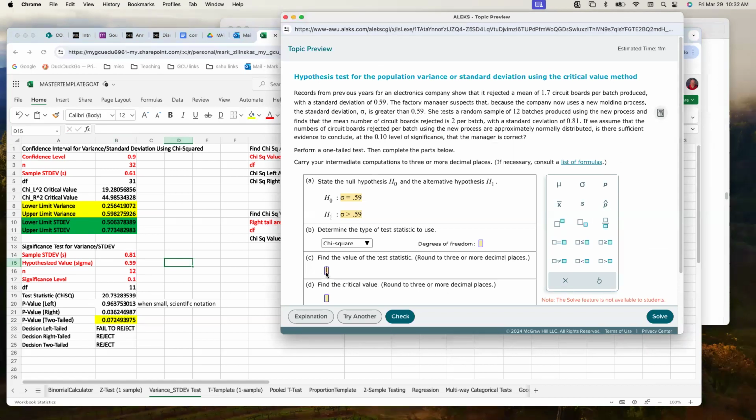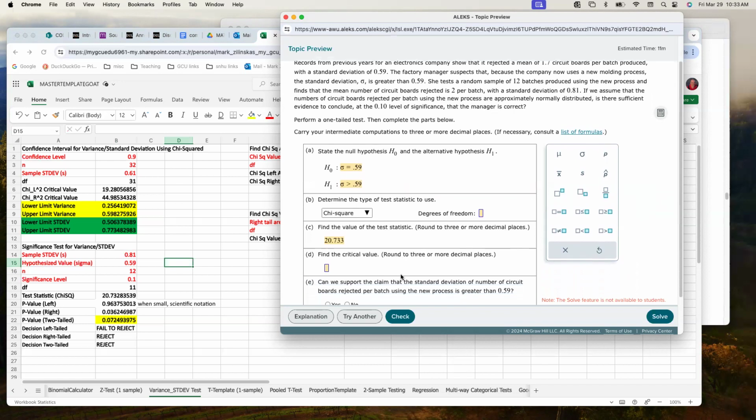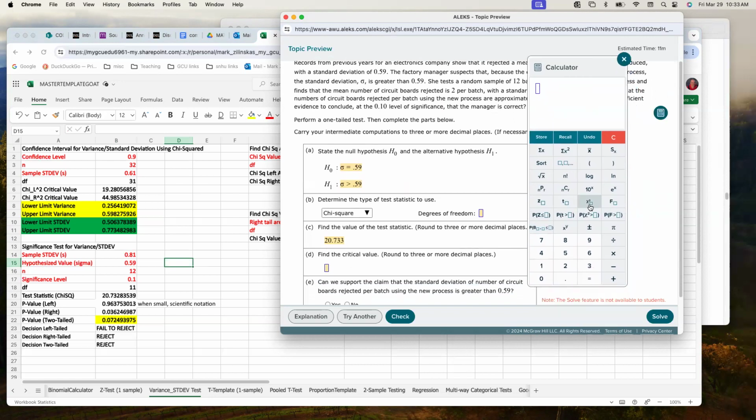So what we're going to do here is put in the value for our chi-square statistic, which is 20.733. I guess they want this to 3 decimal places. Okay, and now let's find that critical value. We can use this calculator to find the chi-squared with an area of 0.10 to the right of it. So I would just put in 0.1 and the degrees of freedom 12 and hit enter, and there's my 18.54, which again is less than the statistic.